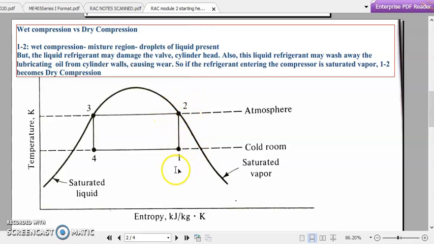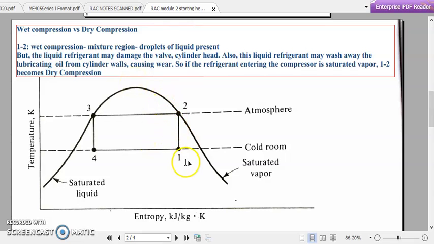So if we are going for a wet compression, now let us consider a dry compression. All these difficulties associated with wet compression are happening because the point 1 is inside the wet region or the mixture region. Suppose the point 1 is shifted to the saturated vapor line. So you can see over here, this is the saturated vapor line, and this is the saturated liquid line, and at the top we can have a critical point.